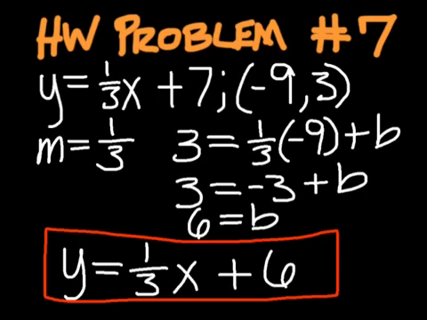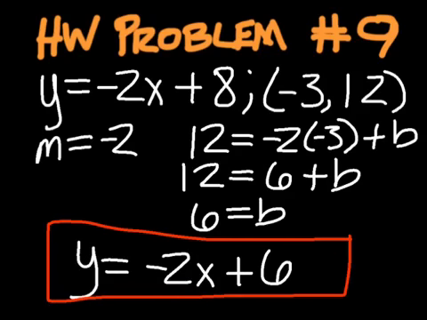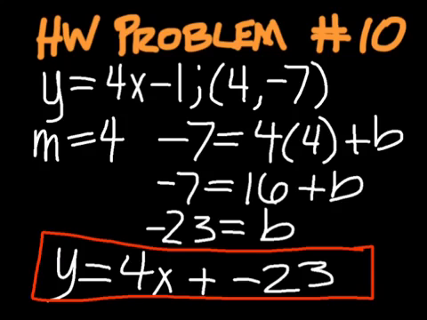Alright, number 7 is y equals 1/3 x plus 6. Number 8 is y equals 6x plus 20. And number 9 is y equals negative 2x plus 6. Number 10 is y equals 4x plus negative 23.